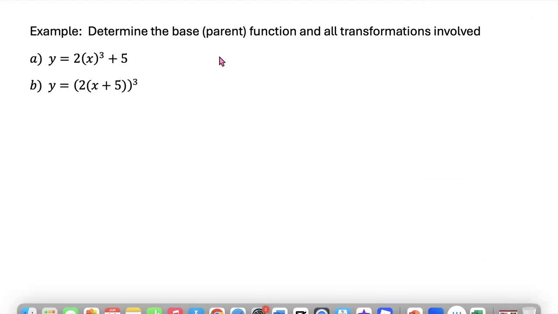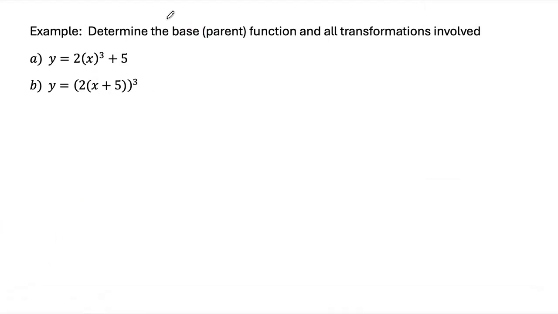First, let's write down the base function that we think this looks like the most. Again, if you think about some of the most common base functions, you think about y equals x cubed, y equals x squared, absolute value of x, root x, these sort of parent functions, 1 over x. These two equations both appear to look the most like y equals x cubed. There's nothing squared, there's no square root, there's no 1 over x involved. So the base function is y equals x cubed.